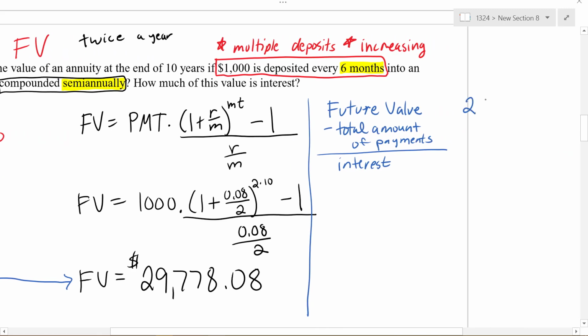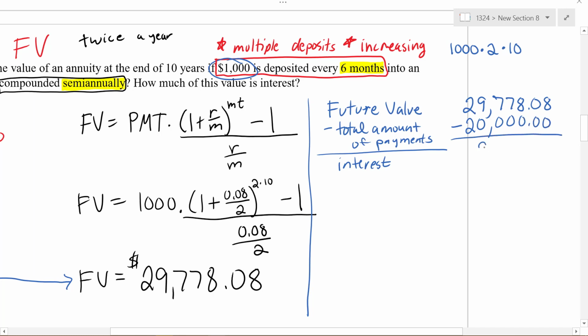So our future value is $29,778.08. And then how much did we actually deposit? We deposited $1,000 every 6 months. So that's twice a year, so $1,000 twice a year. That's $2,000 per year. But for how many years? We did that for a total of 10 years. So what's 1,000 times 2 times 10? We get $20,000. So we deposited $20,000 of our own money into this account.